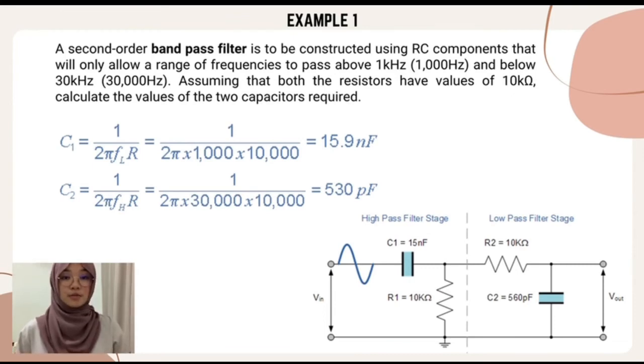Then the values of R2 and C2 required for the low-pass stage to give a cut-off frequency of 30 kHz are R equal to 10 kΩ and C equal to 530 pF. However, the nearest preferred value of the calculated capacitor value of 530 pF is 560 pF, with the values of both of the resistances R1 and R2 given as 10 kΩ and the two values of capacitors C1 and C2 found for the high pass and low pass filters as 15 nF and 560 pF.